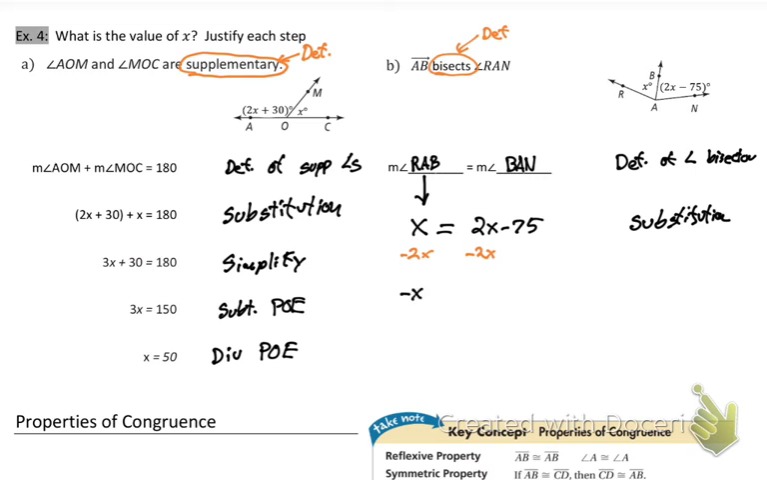So now I have negative x equals negative 75, and I just use the subtraction property of equality. And now I can divide both sides by negative 1. It's okay to divide by a negative 1. Makes everything positive. We have x equals 75. And we used division property of equality.